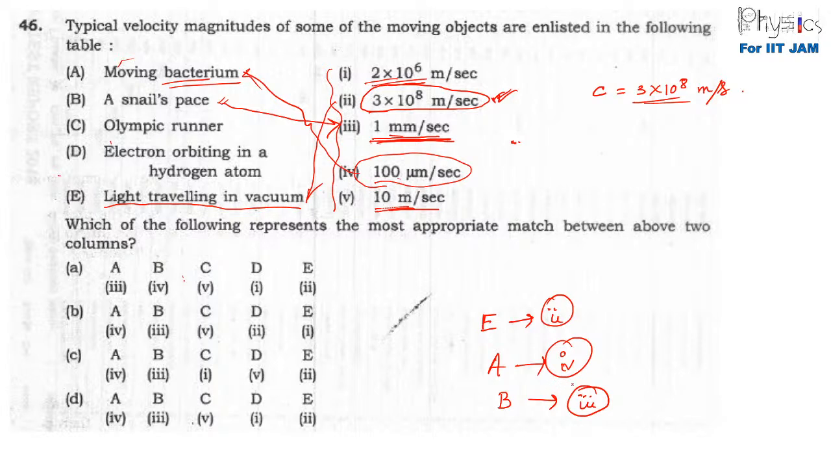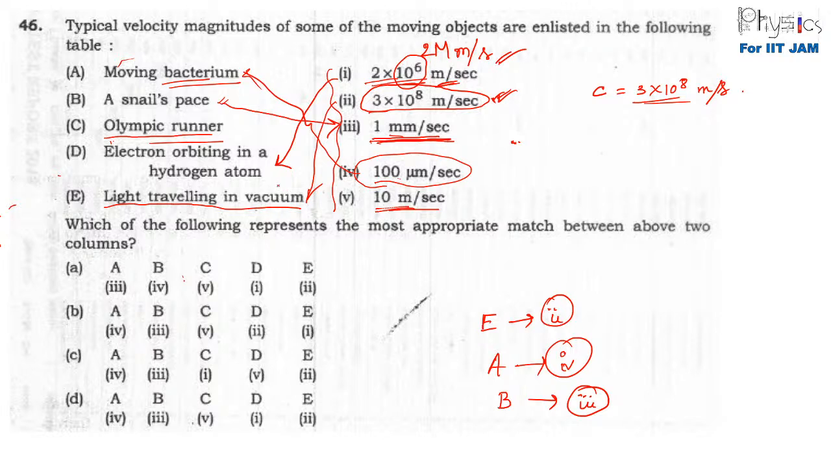Now next one. See, 2 into 10 to the power 6 meter. Now what is 10 to the power 6? 10 to the power 6 means mega, right? That means 2 megameter per second. Can a human being in this world, on this earth, move with such high speed? Not even an Olympic runner, right? So this option is related to D.